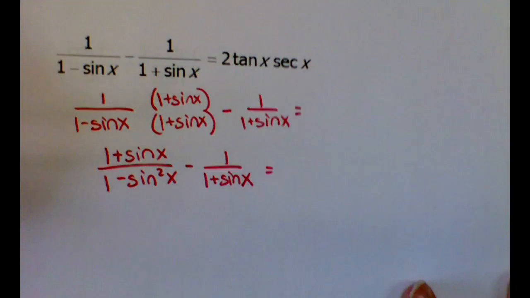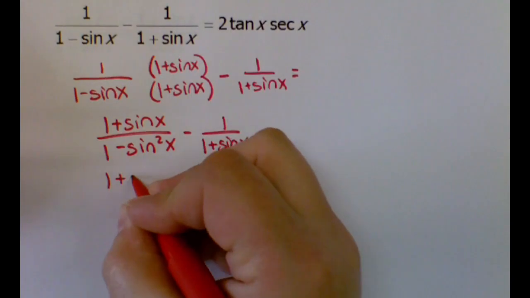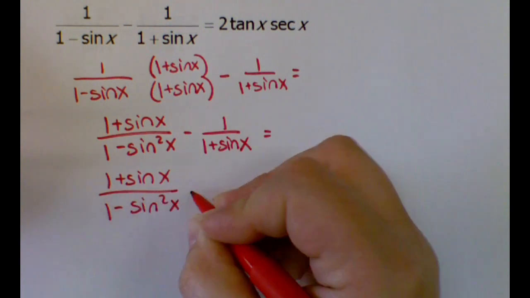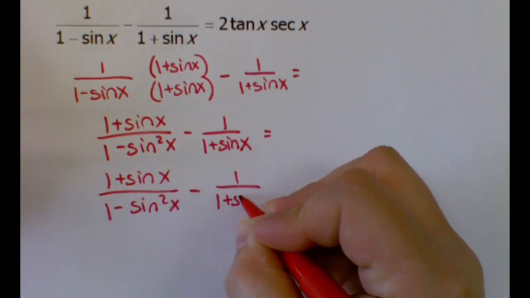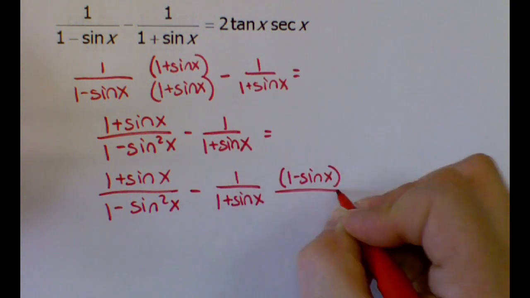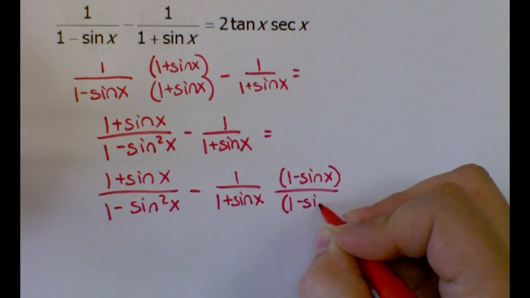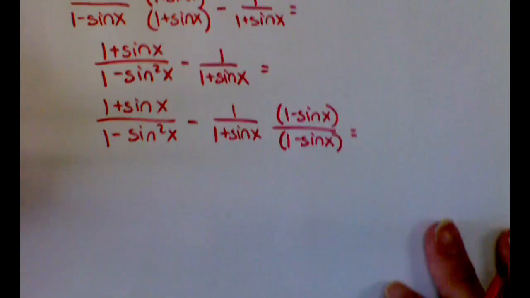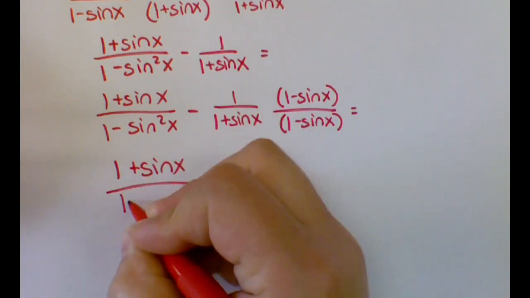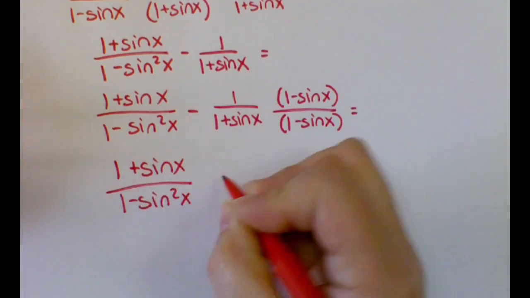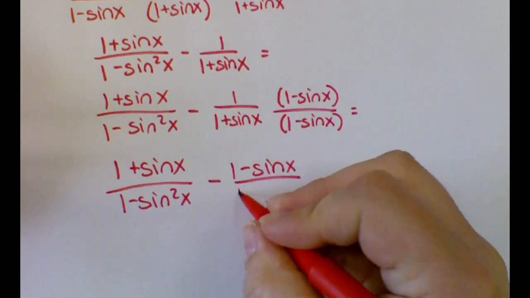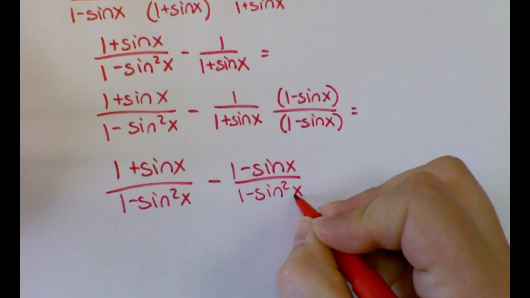All right, let's get a common denominator for that second one then. So the second fraction, I'm going to multiply by 1 minus sine of x in the numerator and denominator. And so I get 1 plus the sine of x over 1 minus sine squared of x minus 1 minus the sine of x over 1 minus sine squared of x.